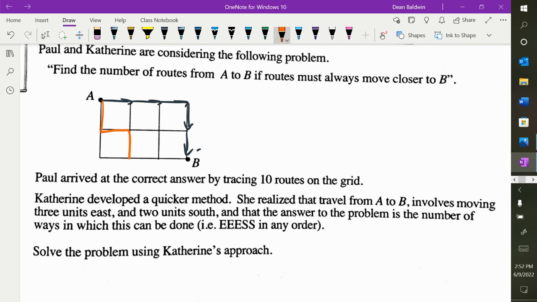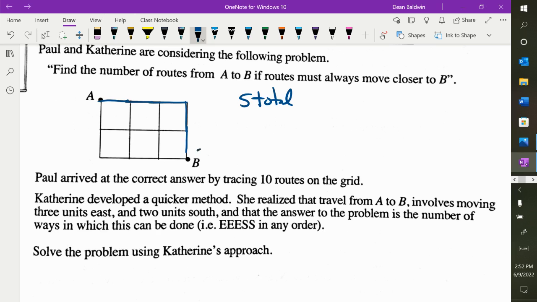You can go this way, go this way, and go this way. What you can't do is this. Can't go like this, and then go back up. You're not allowed to go up, and you're not allowed to go left. So, how many moves total do you have to make to go from A to B? 5. You got to make 5 moves. 1, 2, 3, 4, 5. So 5 total moves are required.